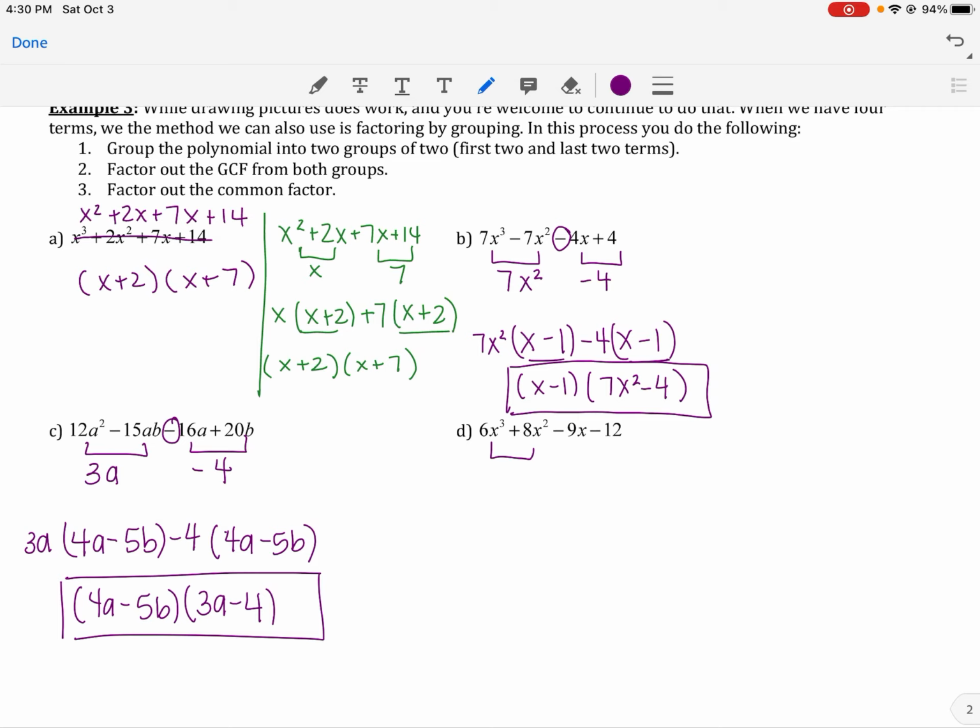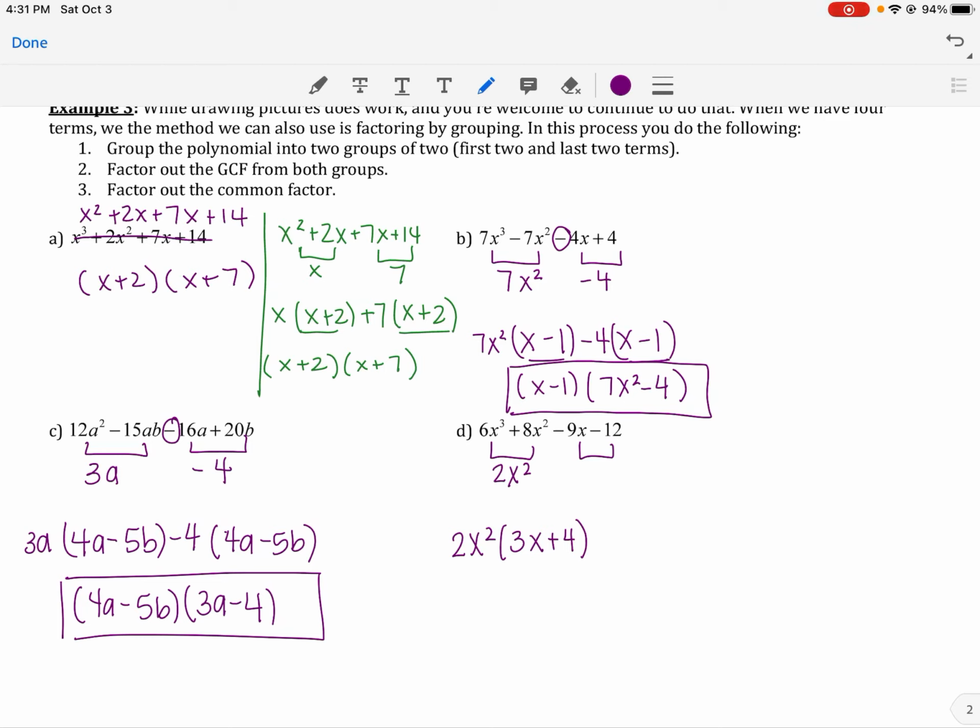Okay, one last one. Do your grouping. Okay, GCF of the first two terms is 2x squared. This time I'm going to do it a little different. I'm going to write the GCF out front. It really doesn't matter if you do it at the beginning or at the end, just make sure you write it. 6 divided by 2 is 3. X cubed divided by x squared is x. 8 divided by 2 is 4. X squared divided by x squared is 1, so we don't need to write it.